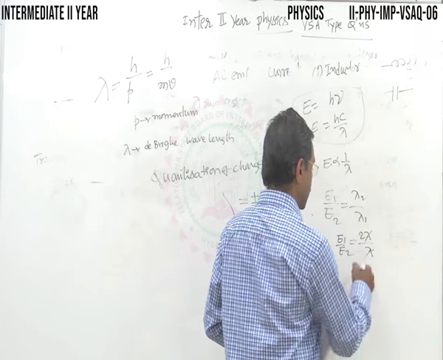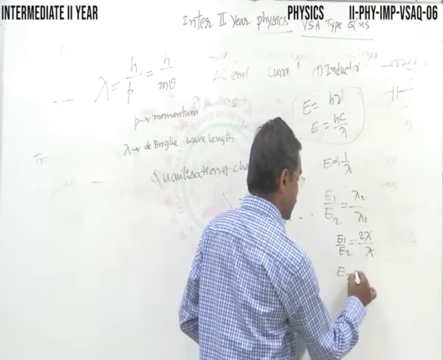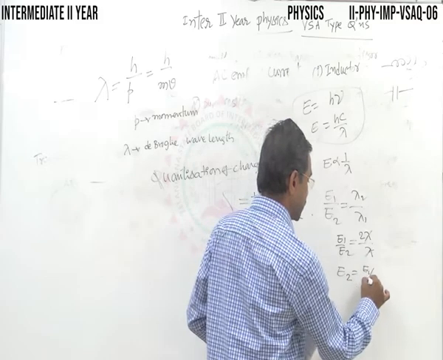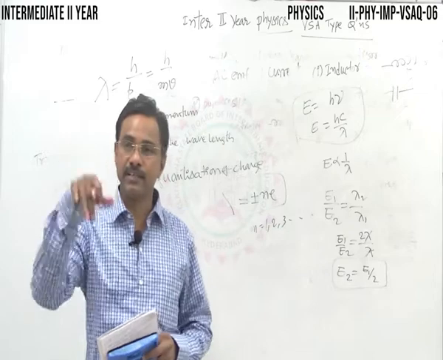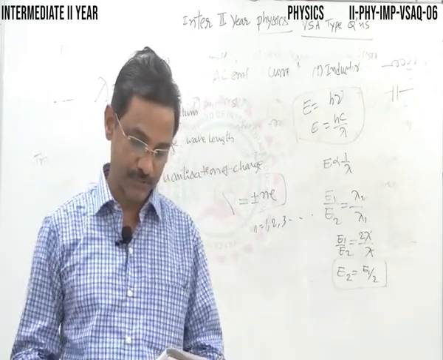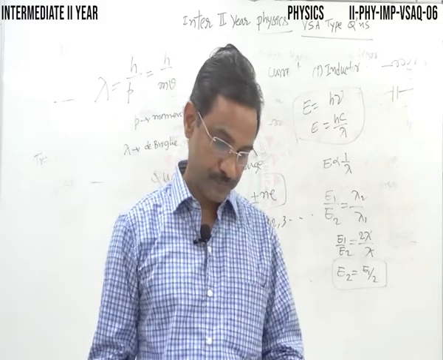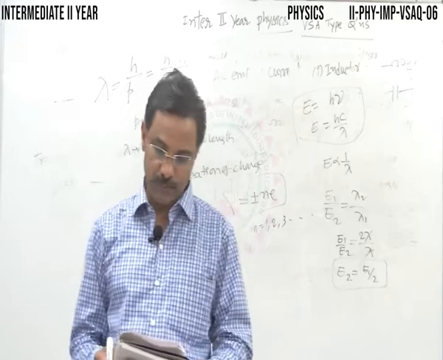So lambda gets cancelled. Cross multiplying, E2 is equal to E1 divided by 2. Right? So when wavelength increases, the energy decreases because it is inversely proportional as per that expression. Is it clear? So this is a simple numerical problem.